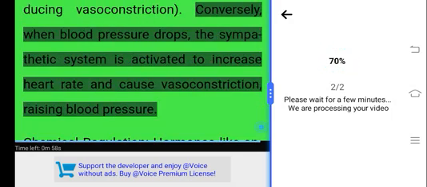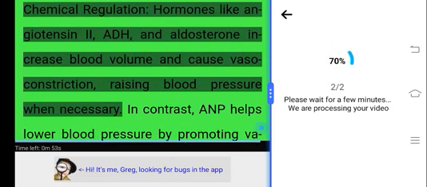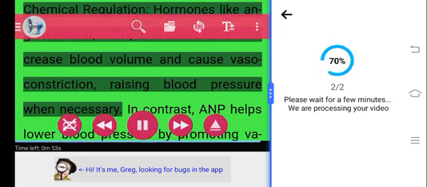Conversely, when blood pressure drops, the sympathetic system is activated to increase heart rate and cause vasoconstriction, raising blood pressure. Chemical regulation. Hormones like angiotensin II, ADH, and aldosterone increase blood volume and cause vasoconstriction, raising blood pressure when necessary.